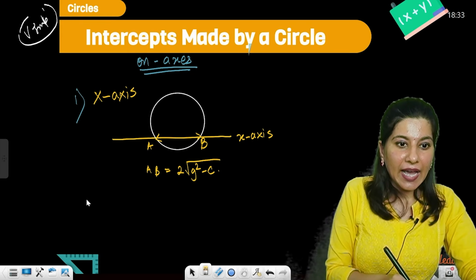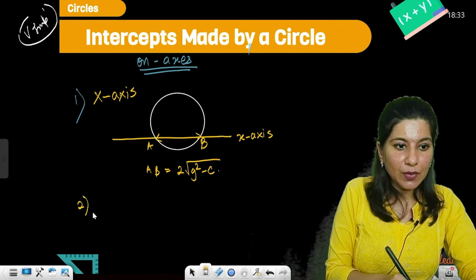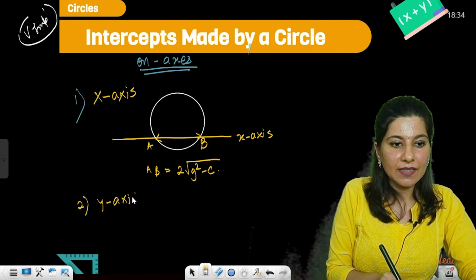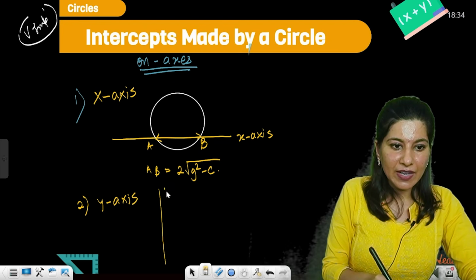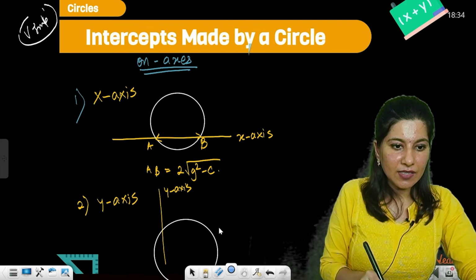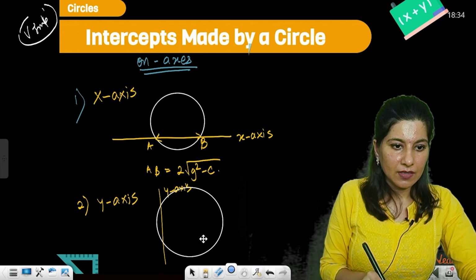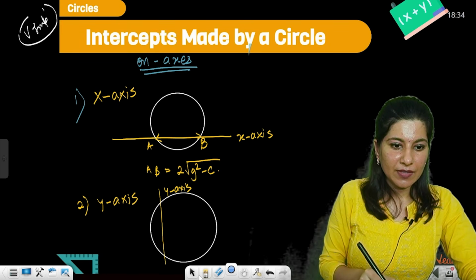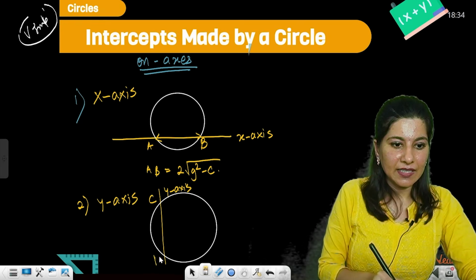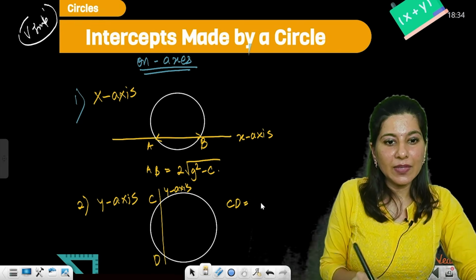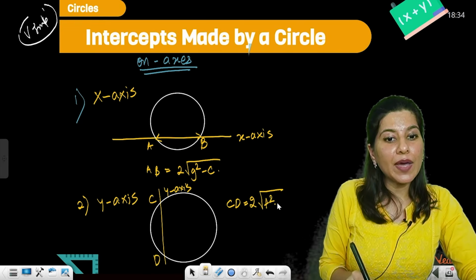Okay. And the intercept on the y-axis will look like this. This is your y-axis, right? And this is your circle. So, CD. CD length will be 2 root f square minus c.